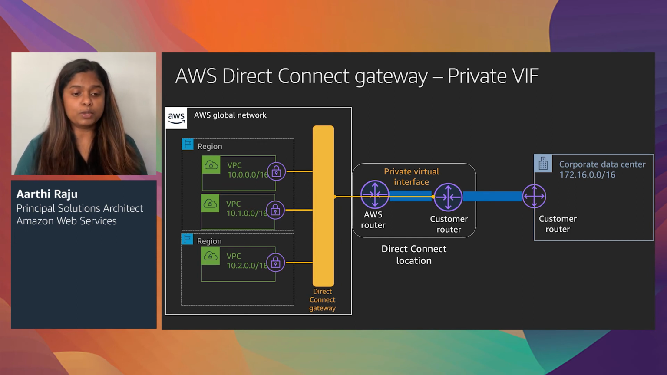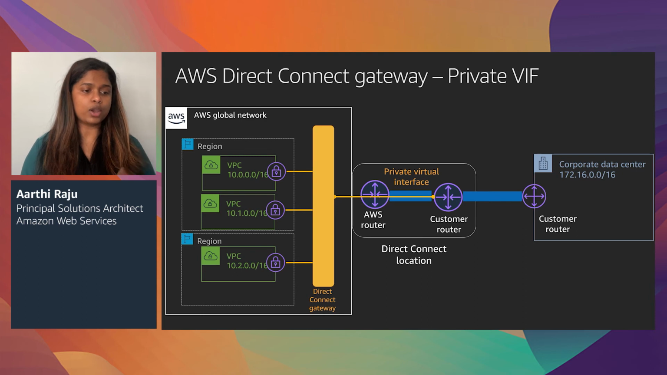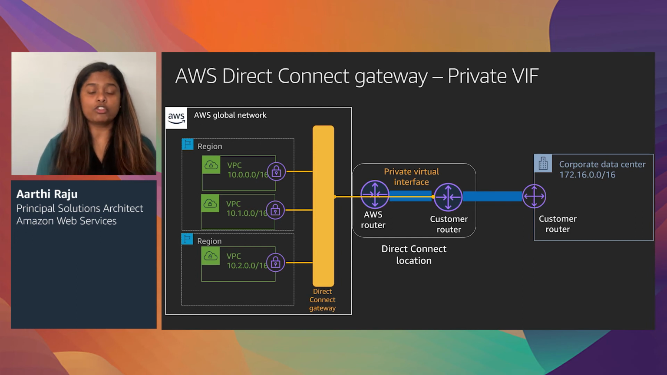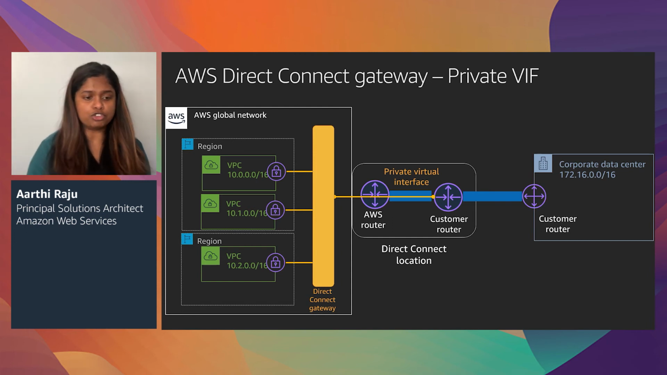What this allows me to do is talk from this customer data center, which could be in any location, for example Sydney, Australia, to VPCs in any region. From Sydney, Australia, I could talk to a VPC in region 1, which could be US East Virginia, and region 2, which could be US West California. So this is what the private VIF enables you to do.